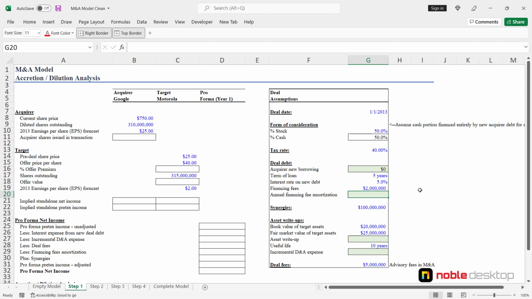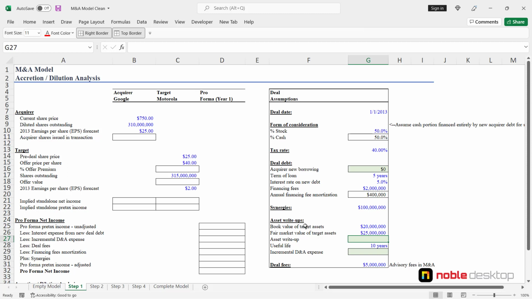The next assumption we want to fill up would be annual financing fee amortization. Here we know that financing fees overall are $2 million, and the term of the loan is 5 years. So I'm just going to divide one by another to calculate the annual financing fee amortization. Perfect. Next is asset write-up.